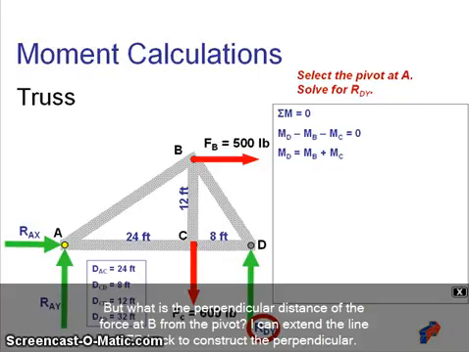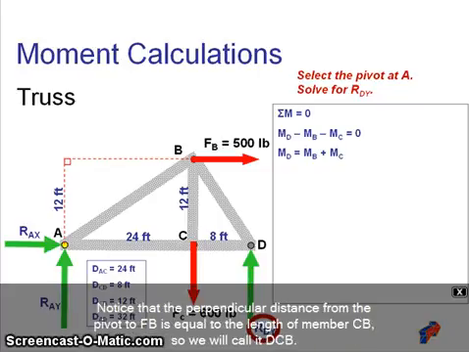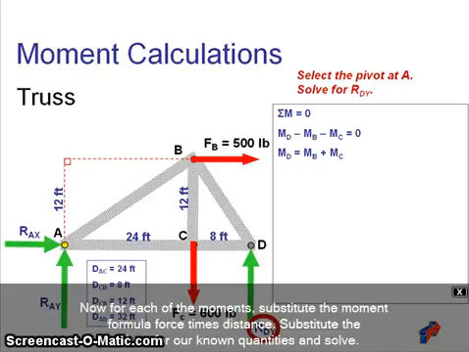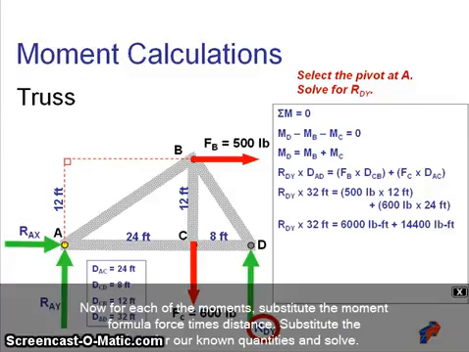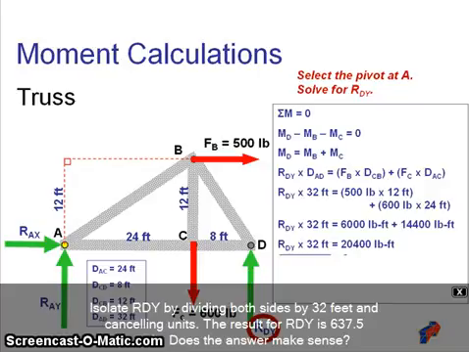I can extend the line of FB back to construct the perpendicular. Notice that the perpendicular distance from the pivot to FB is equal to the length of member CB, so we will call it DCB. Now, for each of the moments, substitute the moment formula, force times distance. Substitute the values for our known quantities, and solve. Isolate Rdy by dividing both sides by 32 feet and canceling units. The result for Rdy is 637.5 pounds.